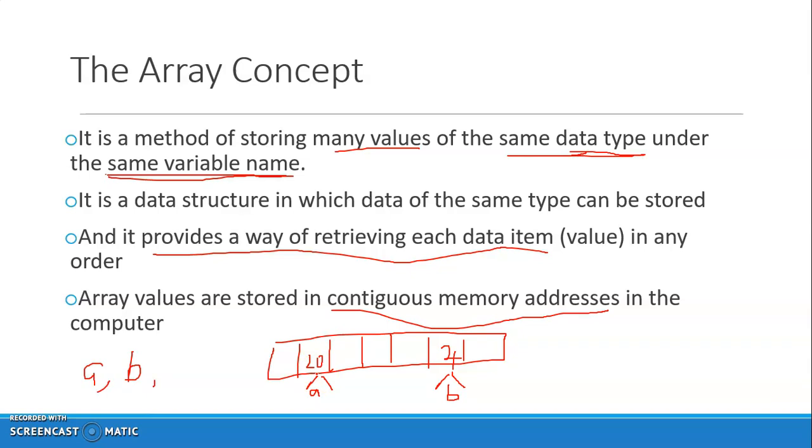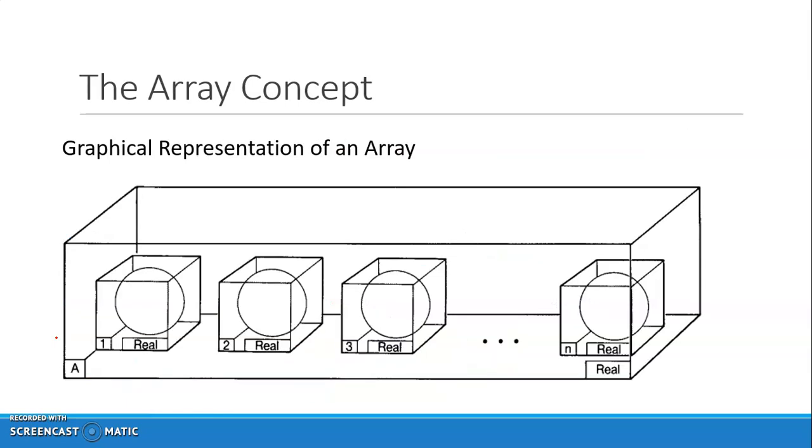So we are able to move. If you just have one jump, you go to the next element or next value. Another jump, you go to another value, up until you reach the end of the structure, our array. Okay, so that's the concept of an array. Graphically, we can present it this way.